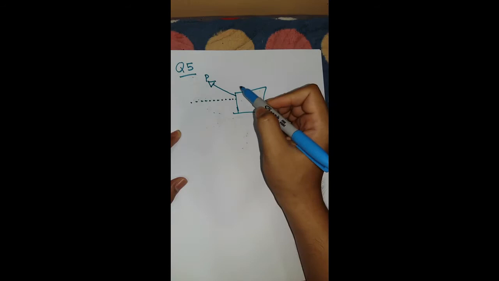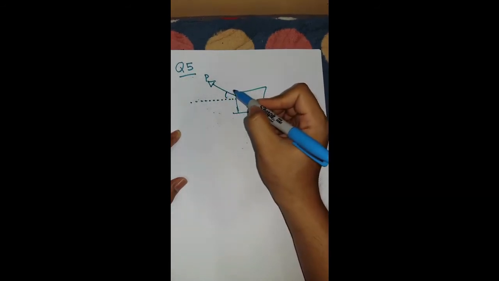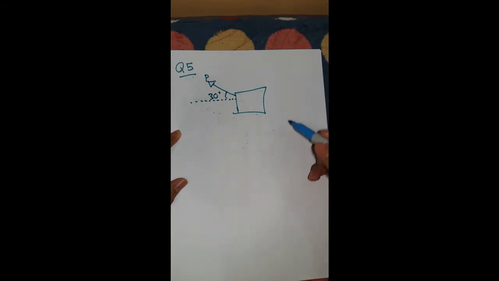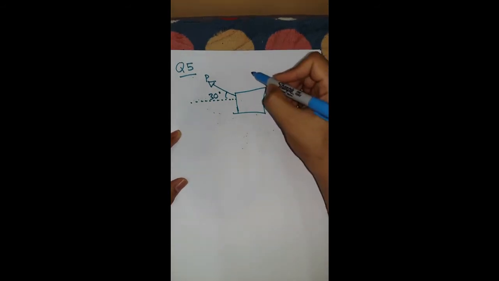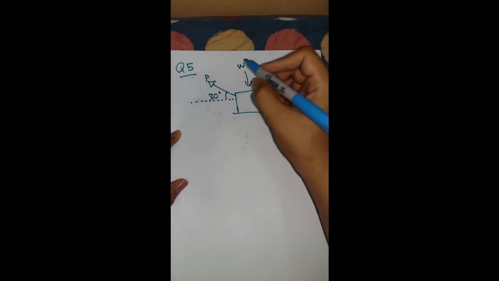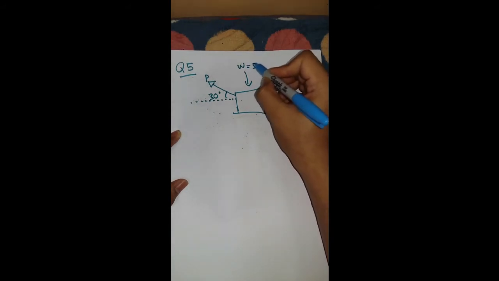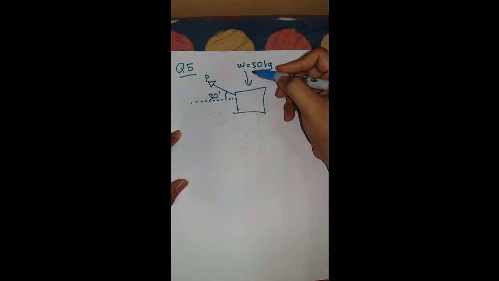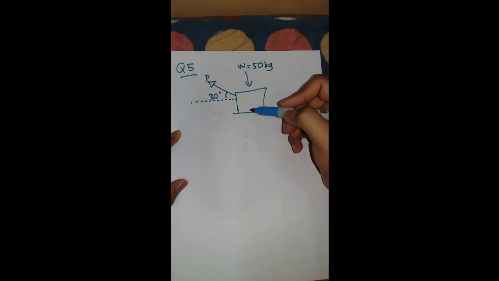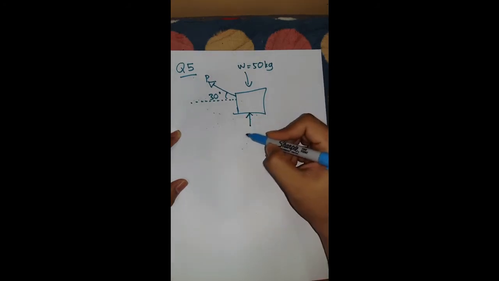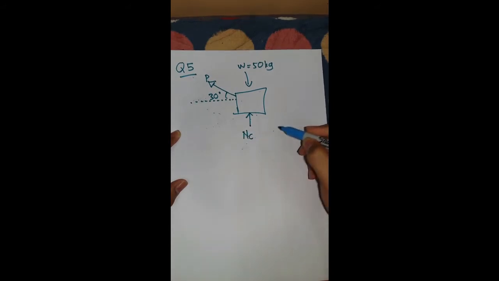The angle at which we pull the block is 50 degrees. The theta is 30 degrees. The weight of the block, I'm going to put it here, and the mass is 50 kilograms. When there is weight here, we're going to put the normal force here, and we're going to call it N.